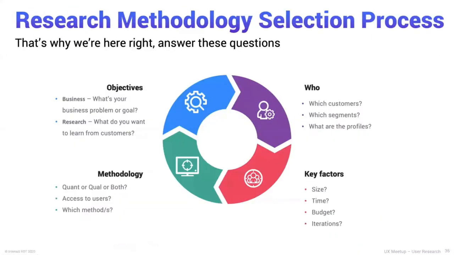Okay, so then we go through a methodology selection process, and essentially here we need to answer all those questions that I'd previously asked. So from a business perspective, what's the business problem or the business goal? Very often, the business problem or goal might not be aligned to the user's problem or goal, or the design team's problem or goal. So it's very important to understand what they are trying to achieve as a business. Then from a research perspective, what do you want to learn from your customers? Because depending on what you want to learn, you'll have a big input into the methodology that you end up using.